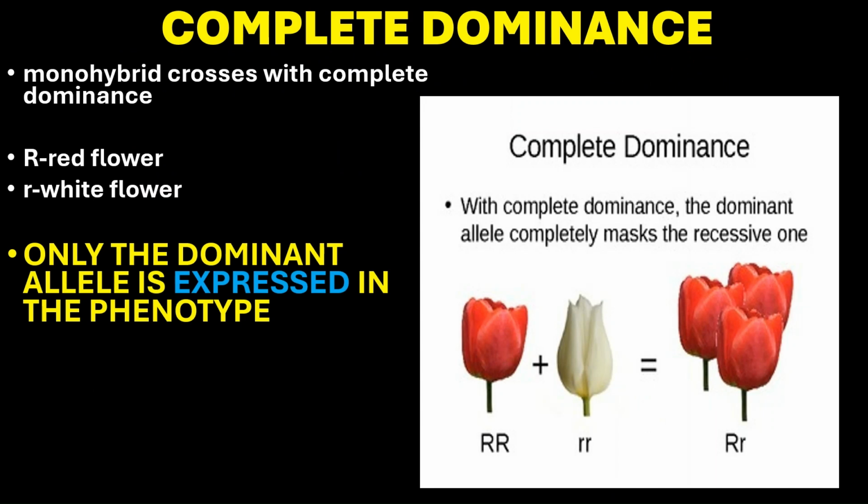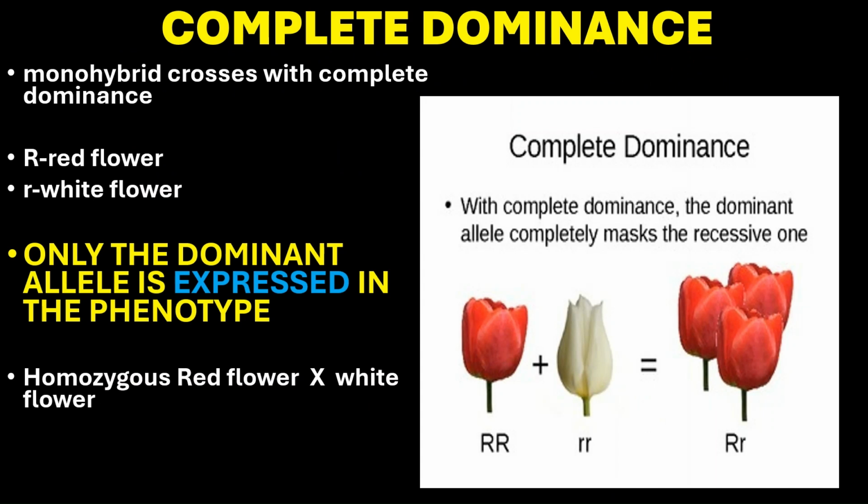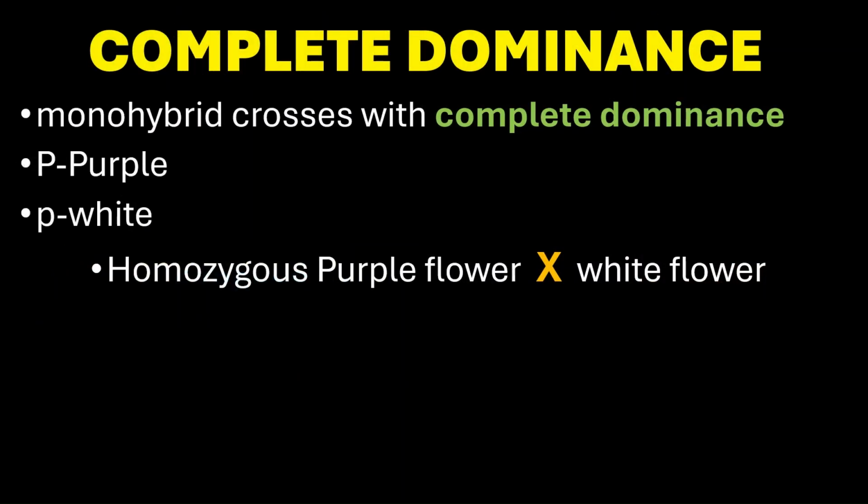And the dominant allele will do so by masking or blocking the effect of the recessive one. So we have a homozygous red flower and a white flower. What is the F1 generation? You can predict. So with complete dominance in a monohybrid cross, capital P is for purple, small letter p is for white. So we have two parents. One is homozygous purple, the other one is just white.